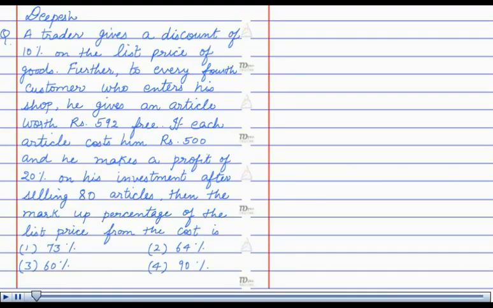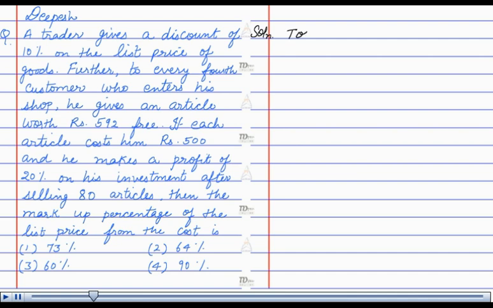The question is, a trader gives a discount of 10% on the list price of goods. Further, to every fourth customer who enters his shop, he gives an article worth rupees 592 free. If each article costs him rupees 500 and he makes a profit of 20% on his investment after selling 80 articles, then the markup percentage of the list price from the cost is.